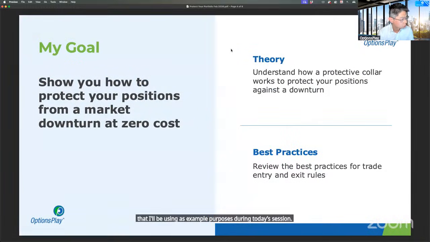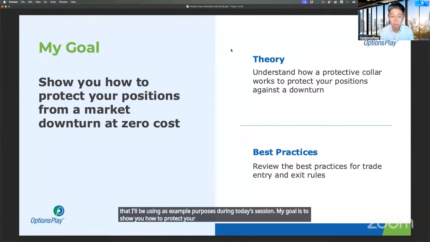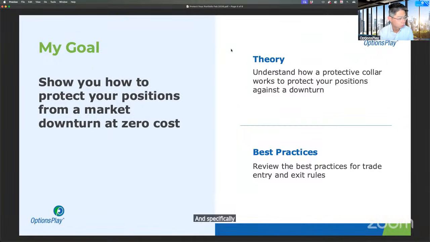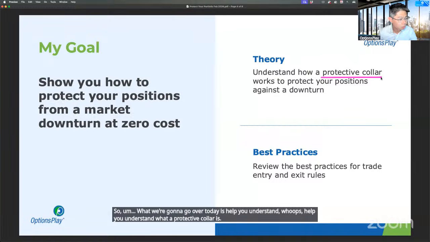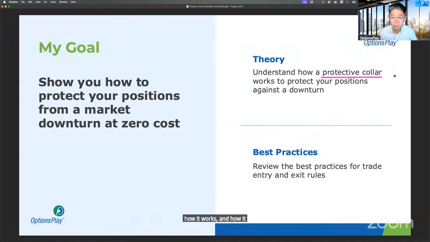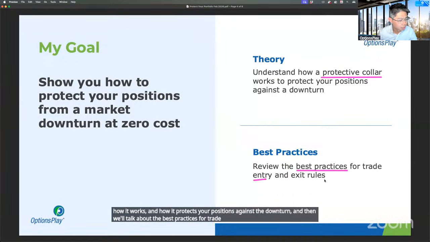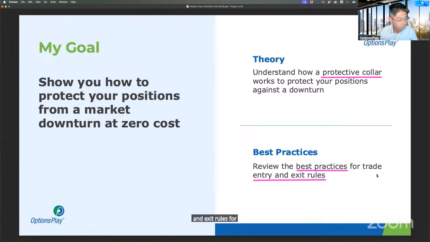My goal is to show you how to protect your positions, your equity positions, and potentially your portfolio as well from a market downturn. And specifically, I want to show you how you do it at zero cost or near zero cost. So, what we're going to go over today is help you understand what a protective collar is, how it works, and how it protects your positions against a downturn. And then we'll talk about the best practices for trade entry and exit rules for this specific strategy.